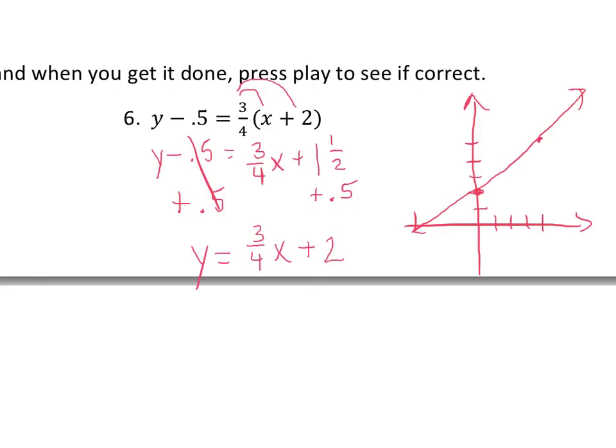Okay, so here's number 6. I went ahead and simplified it, so it's 3/4 x plus 2. Begin at 2, and then you rise 3 and over 4.